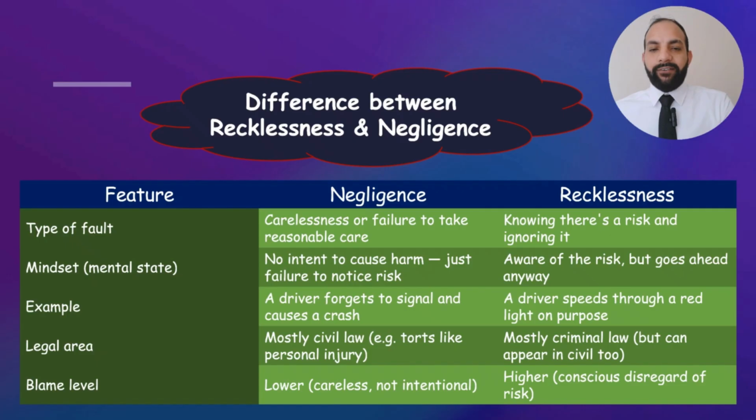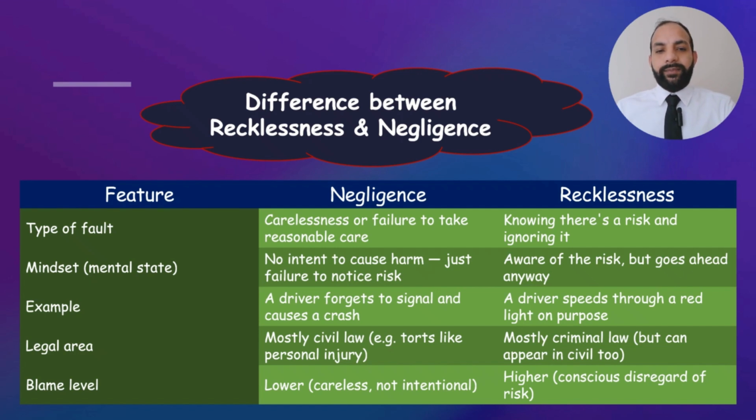Example: a driver forgot to signal and causes a crash. A driver fails to put the signal on when he's changing direction on the road and causes a crash. That means he doesn't have an intention, he doesn't have mens rea to cause a crash, but it happened. Recklessness: a driver speeds through a red light on purpose. A driver knows that there is a red traffic light, but he crosses the red light and that causes damage, or he hits somebody else or somebody else's car. So that is recklessness, because you know there is a huge risk in crossing a red light.